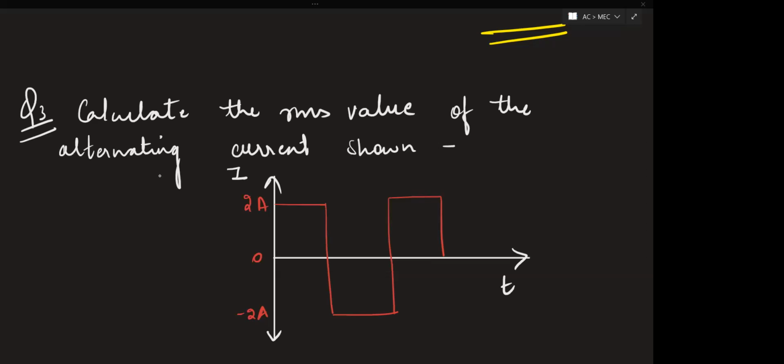See class, a graph is given to you. You have to calculate the RMS value of current, which we had done initially. This is based on a graph. Try it once yourself and see what answer you're getting. After 2 minutes, I'll discuss it with you.